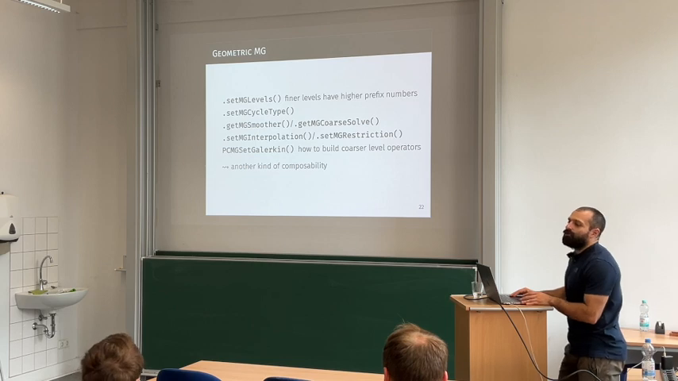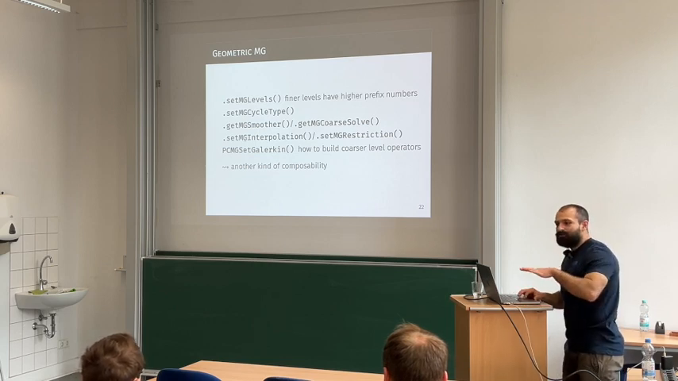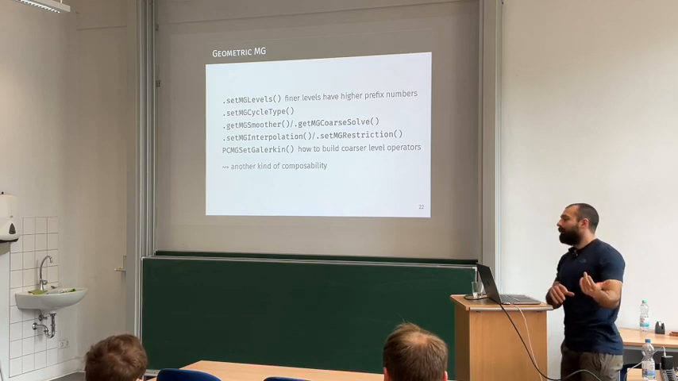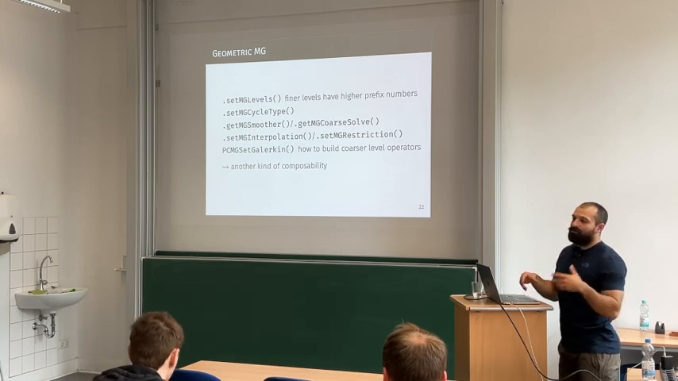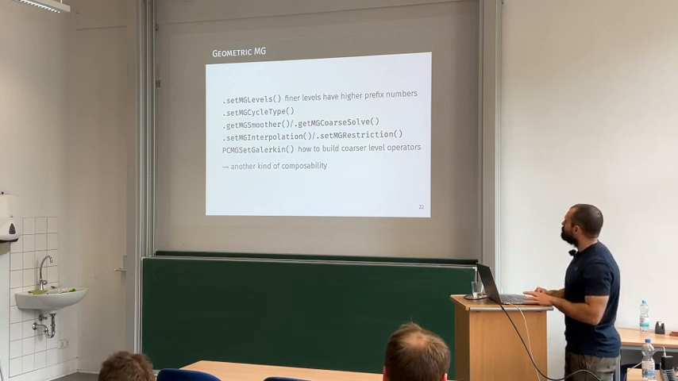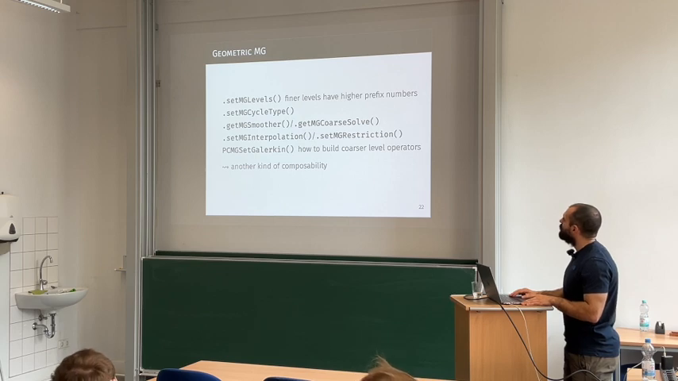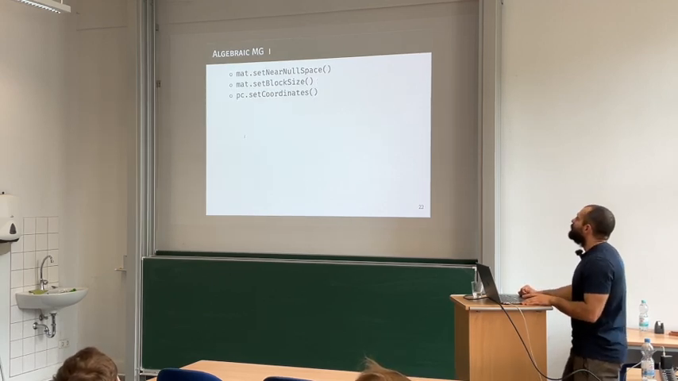Again, it's yet another kind of composability in the sense that you'll have subdomains, you'll have a smoother at each level, and so you can specify whatever you want as KSP and preconditioner for each of the levels. You can have access to all of them. You can specify the options either on the command line or in your script and so on. So I won't focus too much on geometric multigrid. I will go directly into algebraic multigrid.